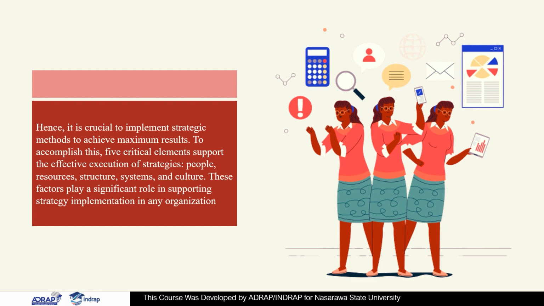Hence, it is crucial to implement strategic methods to achieve maximum result. To accomplish this, 5 critical elements must be put into consideration: the people, resources, structure, system, and culture. These factors play a significant role in supporting the strategy implementation in any organization.